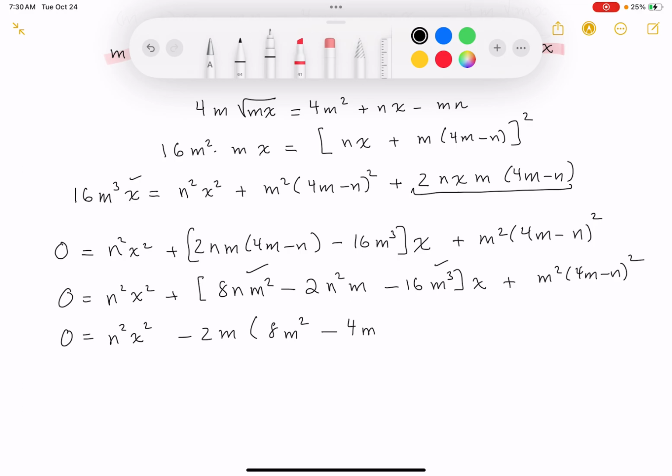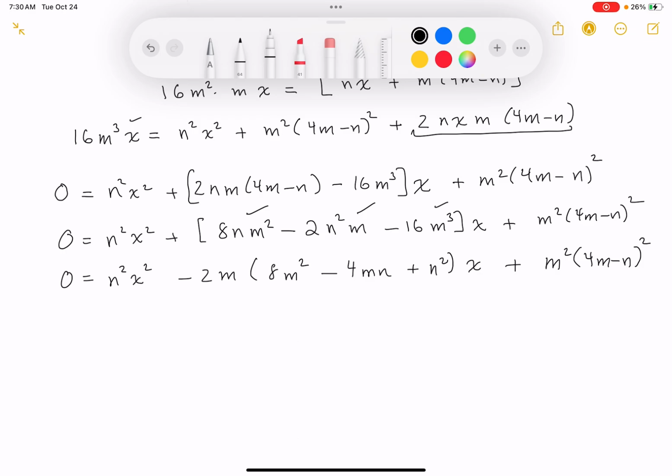You can put this in alphabetical order. All right. And then I'm going to do this guy over here. And what would you get over there? That's going to be plus n squared. And then I get plus, let's see, m squared. This is tough now, I know that. 4m minus n quantity squared.